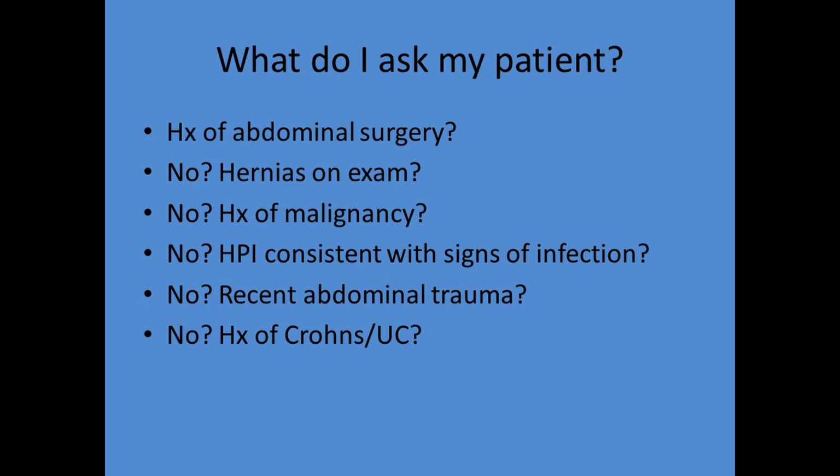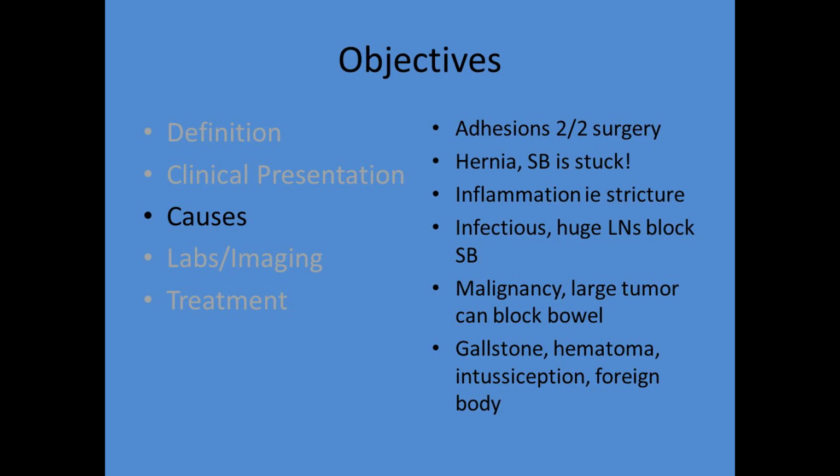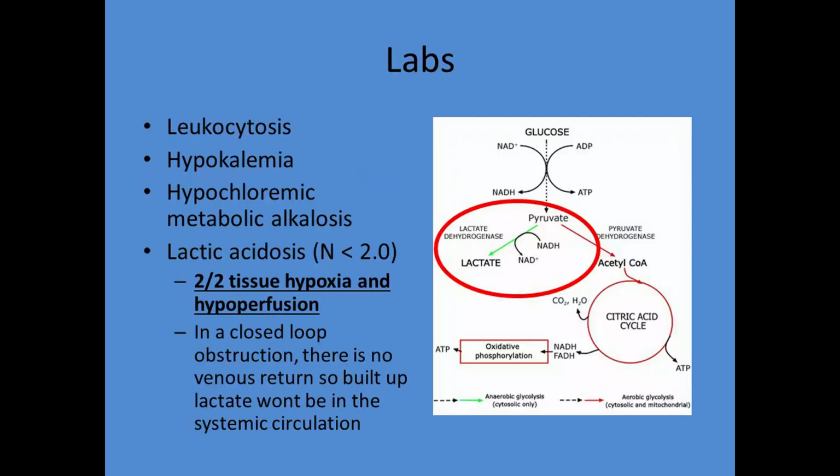History of malignancy. Anything in their history of present illness consistent with signs of infection, which may clue you into mesenteric adenitis. Any recent abdominal trauma, which could have potentially caused an intramural hematoma. Or any history of Crohn's or UC, which may be the cause of any strictures that were undiagnosed. And here's a brief overview again of all the causes that we just discussed.